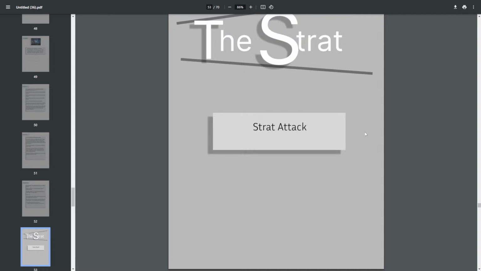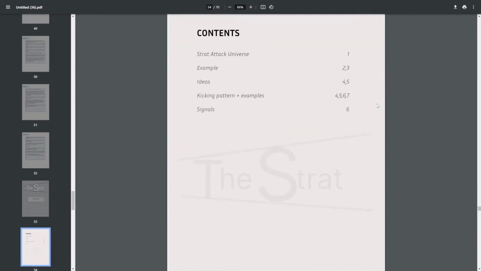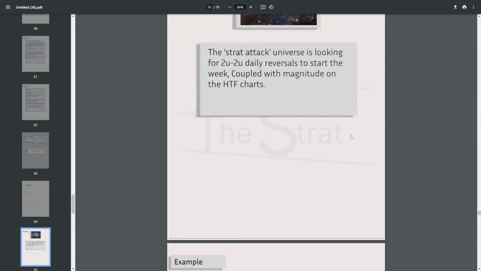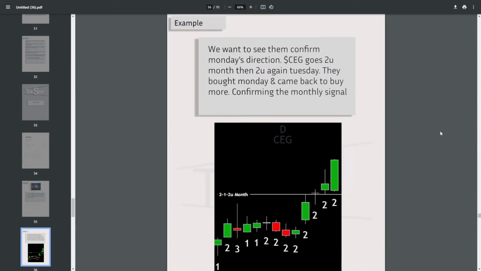But now Strat Attack, another universe. The Strat Attack universe is looking for 2 up, 2 up. And this is, for some reason, I'm unsure what's going on in here. Should not say reversals. But looking for 2 up daily to start the week, coupled with magnitude on the higher time frame charts. Or 2 down, 2 down. So 2s reconfirming Monday and Tuesday.